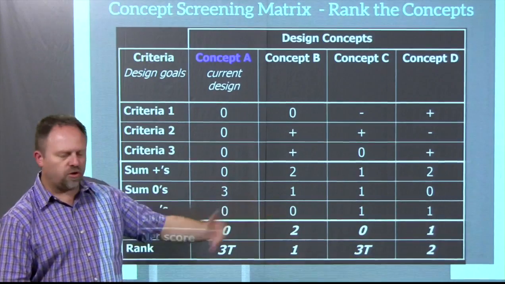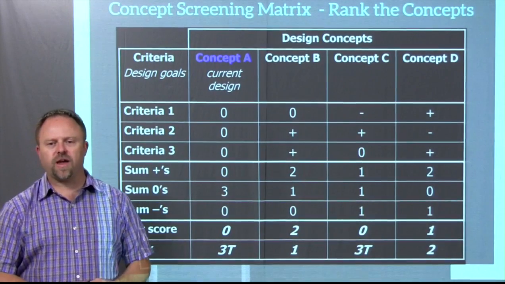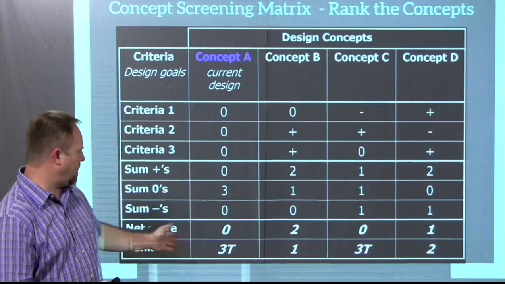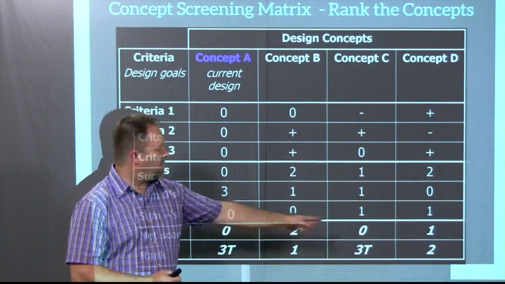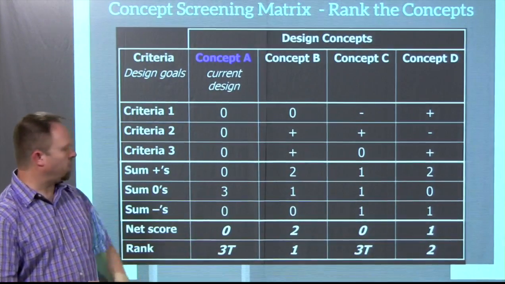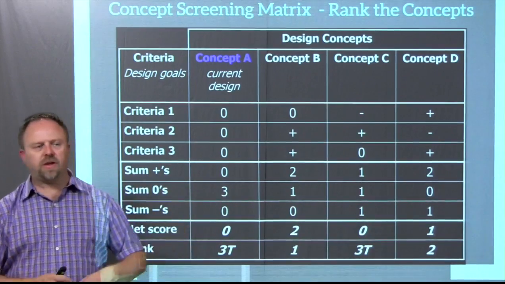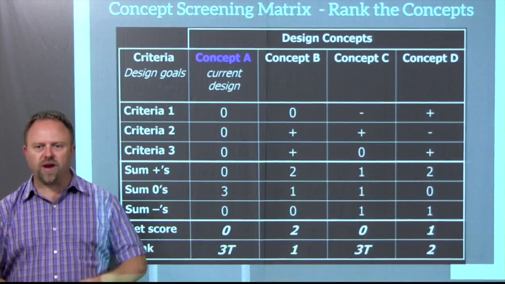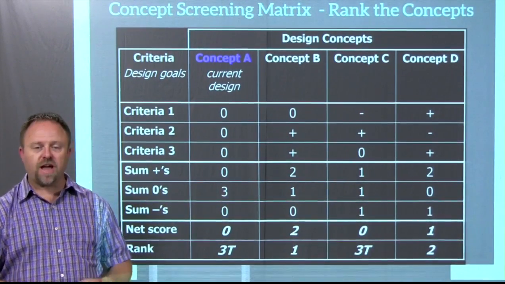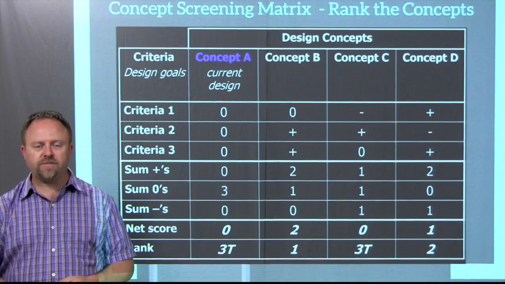Then we can look at the overall score and rank them, so we have our best choice, our second best choice, and then third, and however many concepts you have, you can rank them all that way to help you narrow down and pick out your best concepts to move on with.